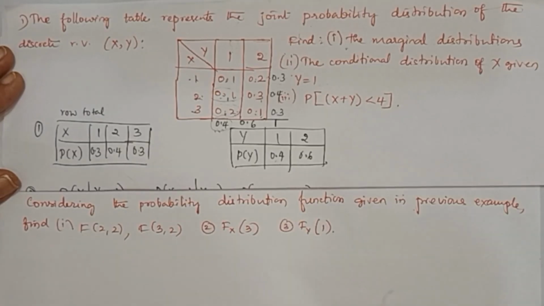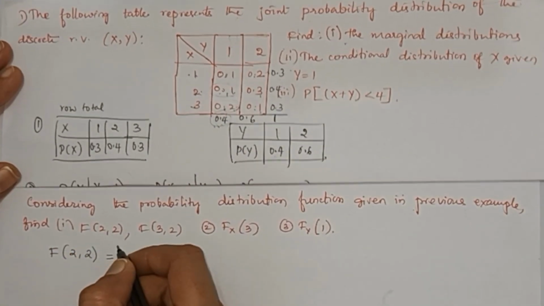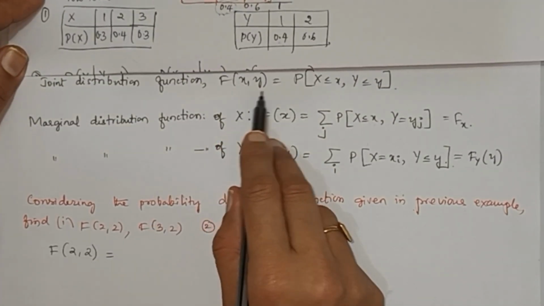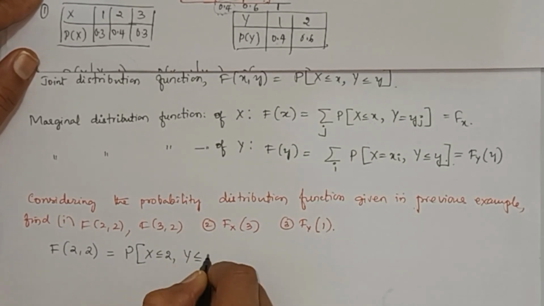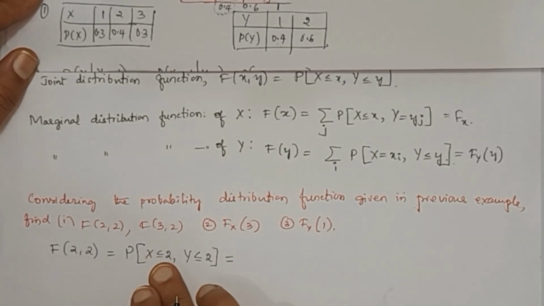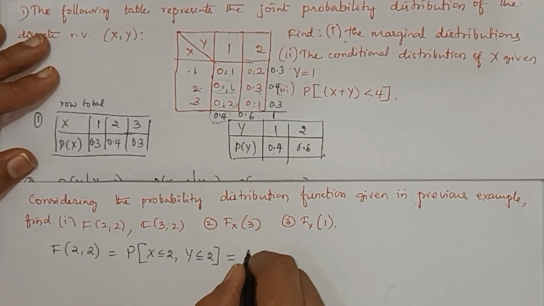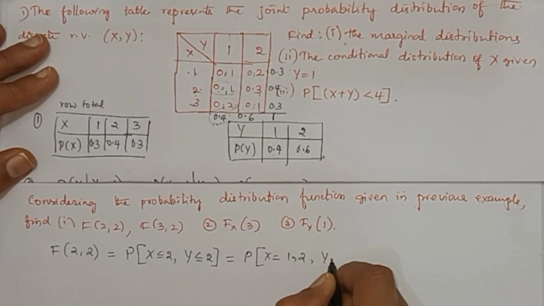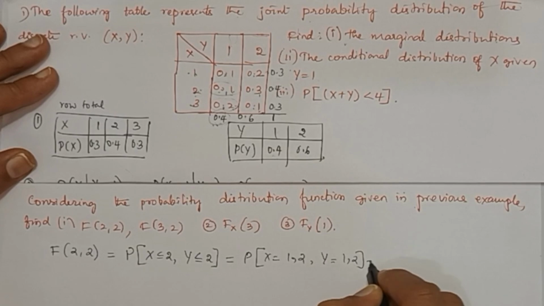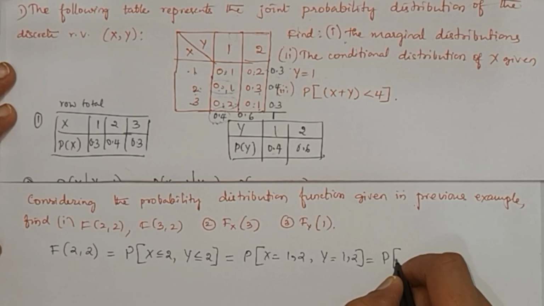Now, one example, considering the probability distribution function given in the previous example, you have to find all these values. So the previous example is this. You have to find f of 2 comma 2, which is equal to f of x comma y. See, probability of x less than or equal to 2 comma y less than or equal to 2. You have to add the values corresponding to these probability values. X less than or equal to 2 means here x can take the values 1, 2, comma y can take the values 1, 2. So you will get four possibilities here.